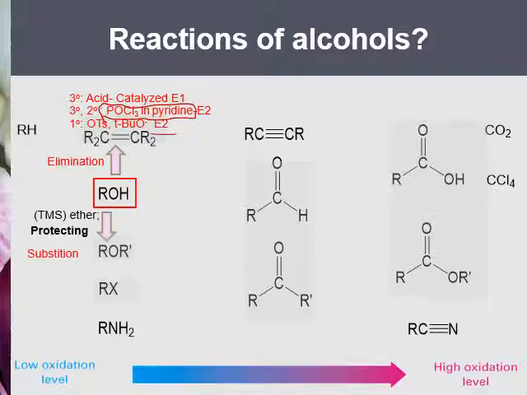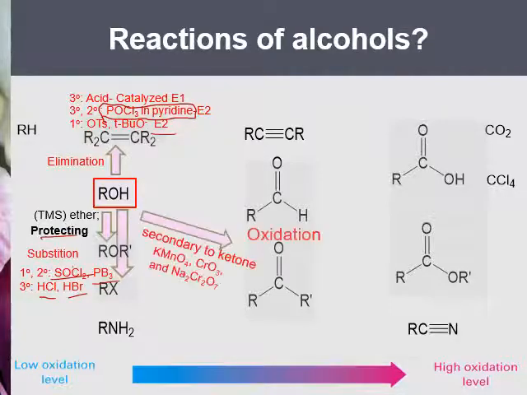Alcohols can be protected to form trimethylsilyl ether. Alcohols can be converted to alkyl halides by substitution reaction. For tertiary alcohols, we use HCl, HBr. For primary and secondary, we need thionyl chloride or phosphorus tribromide. The mechanism is the SN2 reaction.